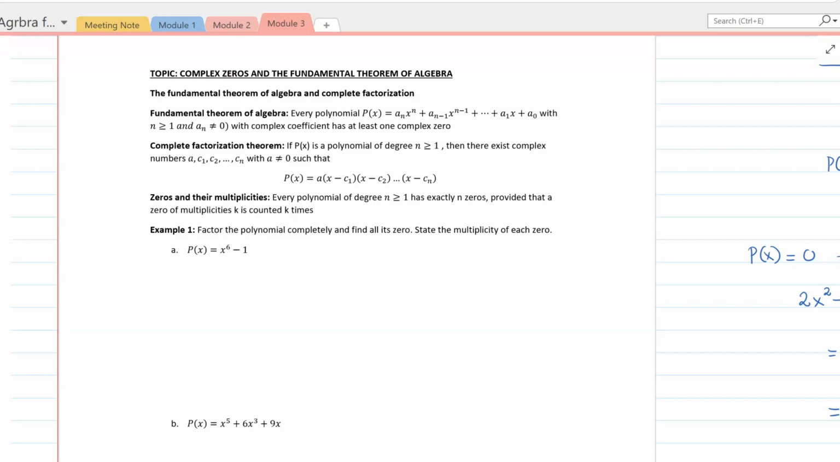Fundamental theorem of algebra: every polynomial of degree n greater than or equal to 0, with a sub n not equal to 0 and complex coefficients, has at least one complex zero.